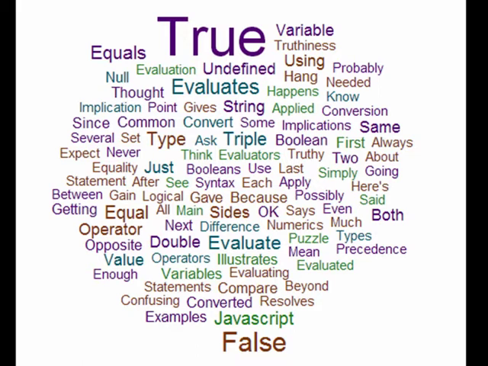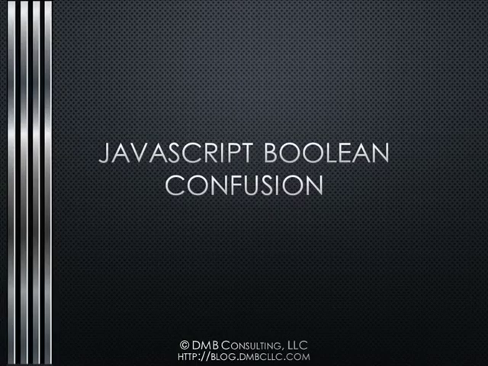The Application Lifecycle Risk Management Podcast, Episode 16: JavaScript Boolean Confusion. What could possibly be confusing about JavaScript Booleans, you ask?